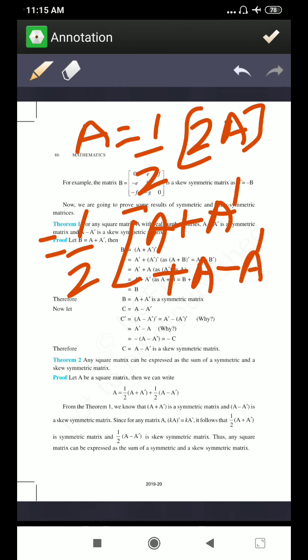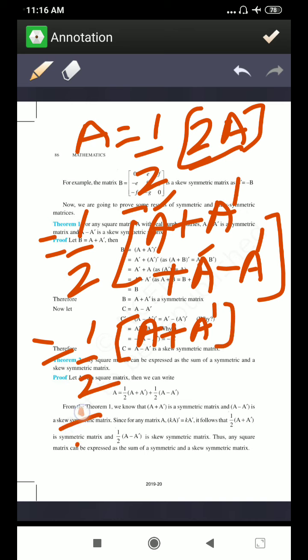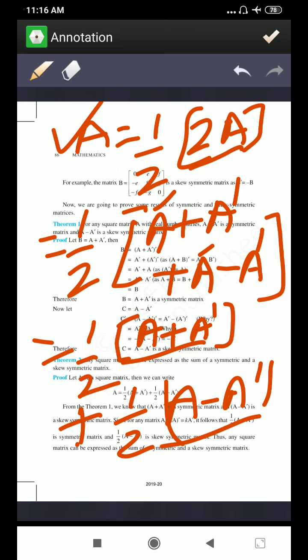Now this thing should be clear to you because I have broken this 2A as A and A, add A transpose and subtract A transpose. Now you break it into two parts. It is half of A plus A transpose plus half of A minus A transpose. So we can express a matrix A as half of A plus A transpose plus half of A minus A transpose. We already know using theorem 1 that this is a symmetric and this is a skew symmetric matrix.